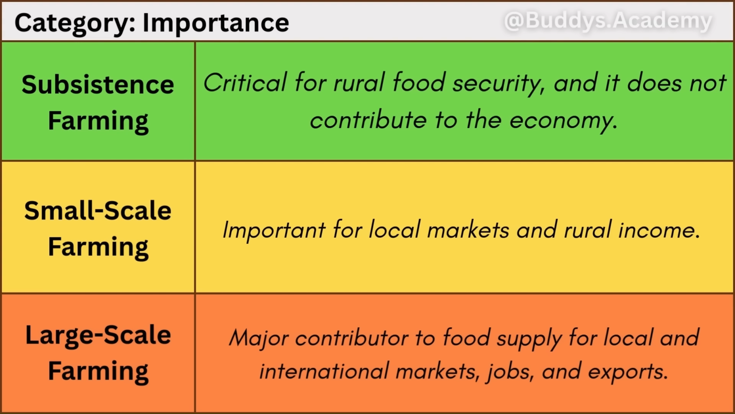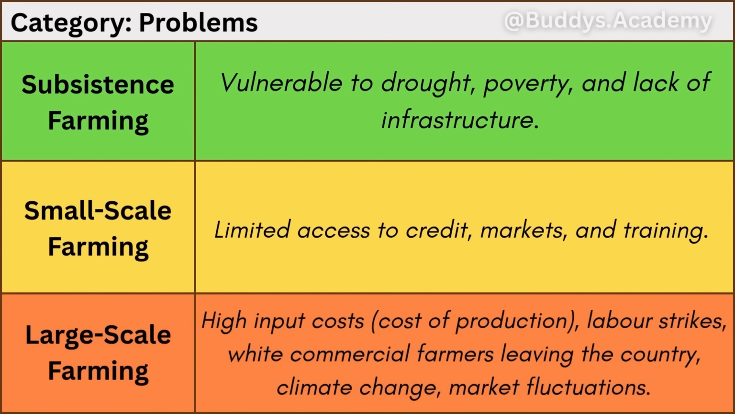And again, your small scale farming is going to promote food security in your rural areas. Now with your large scale farming, it's going to be a major contributor to food supply for local and international markets, because remember, a lot of these crops are going to be exported as well. Now obviously with each type of farming, we're going to experience some problems.